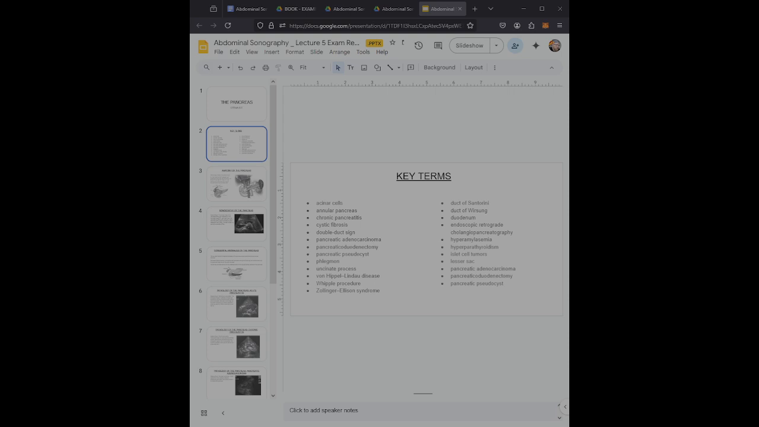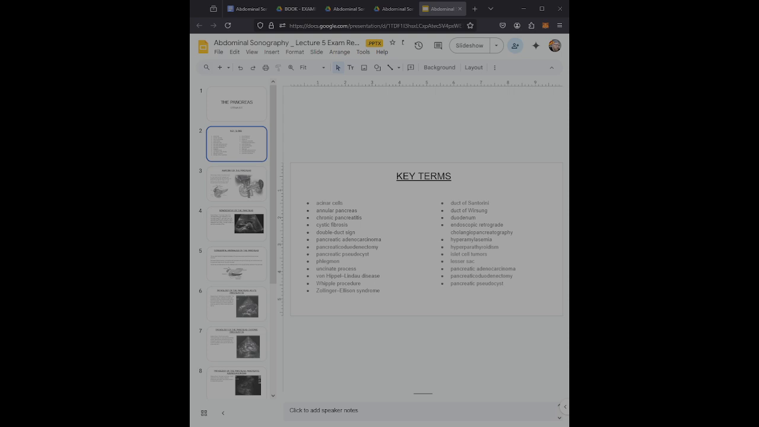A pancreaticoduodenectomy is a surgical procedure in which the head of the pancreas, the gallbladder, and some of the bile ducts and proximal duodenum are removed because of a malignant neoplasm. It's also referred to as the Whipple procedure. A pancreatic pseudocyst is a cyst surrounded by fibrous tissue that consists of pancreatic enzymes that have leaked from the pancreas. A phlegmon is a pancreatic fluid collection that results from an inflammation of the pancreas.